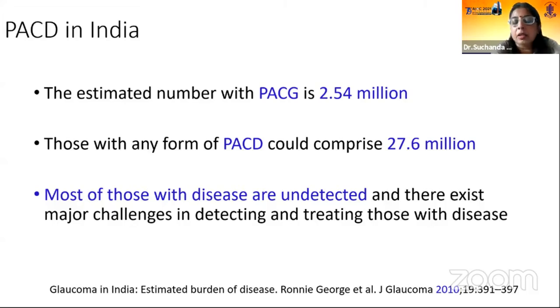In 2010, Ronnie George et al. from Shankar Nethralaya did a study. They stratified data from the 5 glaucoma studies, that was Vellore, Chennai, Andhra Pradesh, West Bengal, and Arvind Eye studies, along with the population census data, and in 2010, they estimated that we had 2.54 million PACG and about 10 times more than that PACD cases in India. And the major challenge is that most of these diseases are undetected, let alone being treated.